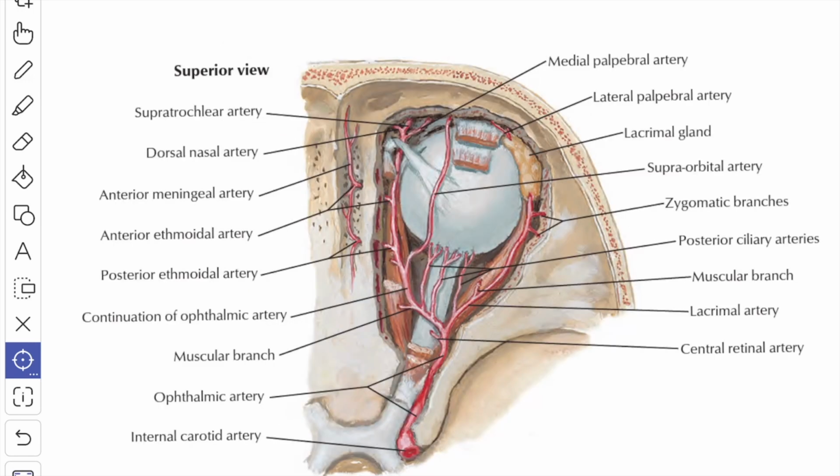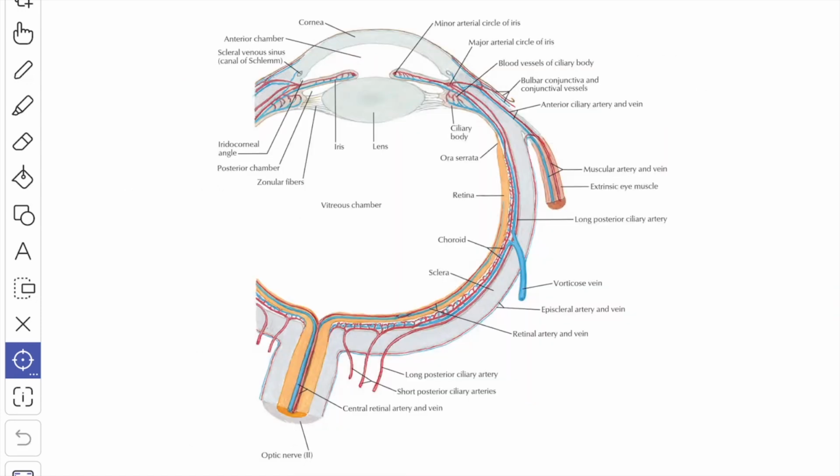The next branches to the eyeball are the posterior ciliary arteries. So, these are the posterior ciliary arteries which consist of two sets, long and short, both of which pierce the sclera around the optic nerve. In this picture, you can see this is the long posterior ciliary artery. The long posterior ciliary arteries, usually 2 in number, reach the peripheral margin of the iris where they anastomose with the anterior ciliary artery.